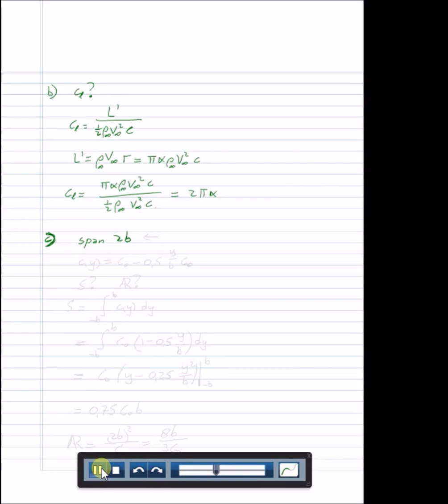So we've got an equation for the chord line given in the question, which is c of y is equal to c naught, which is a constant, times 1 minus 0.5 y divided by b. With y the coordinate running along the span, of course, and it runs from the root where y is equal to 0 to the tip where y is equal to b. So we have to calculate the planform area. So the question is, calculate the planform area S and the aspect ratio AR. So we want to get those two things.